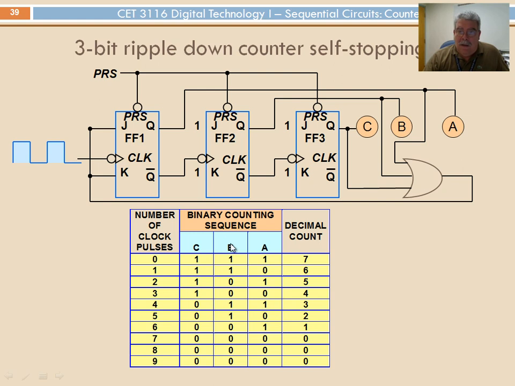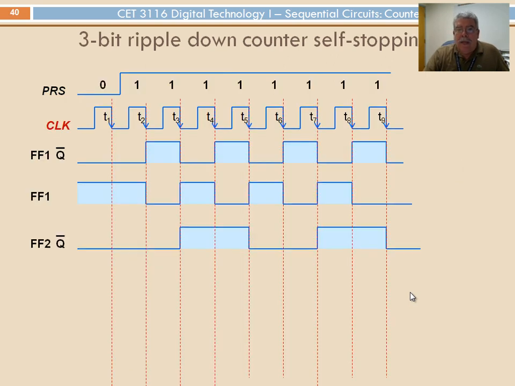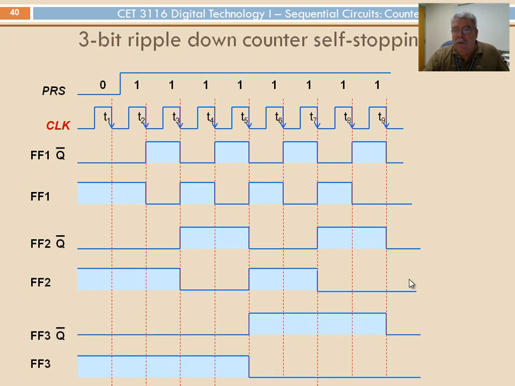Okay, in all these counts, remember, except count number 7, J, K in this flip-flop will be 1. We keep doing that, and at the last point here, we notice that FF1 will be A, this is B, and this is C. We reach the 0, 0, 0, and then we stop right there. Okay, 0, 0, 0.